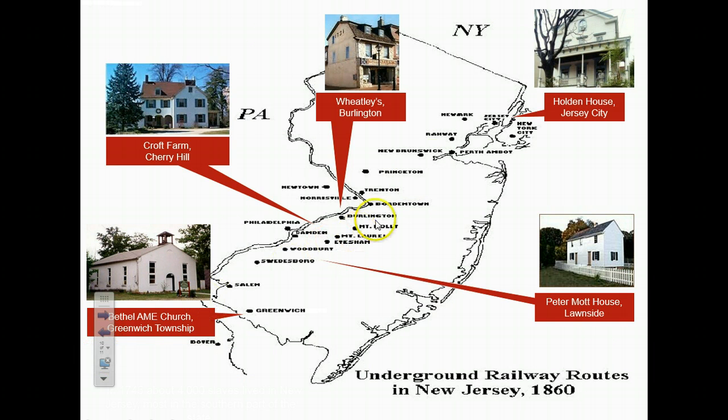The abolition of slavery. Here you've got these are the stations. Some of the stations here. You've got the Peter Mott House. Right here, you've got Holden House in New Jersey. These are places that you can still go and visit. Wheatley's, Burlington, Croft Farm, Cherry Hill. It's interesting because this is not like Nazi Germany where people were penalized for helping slaves. Again, you could be fined for housing a fugitive slave in your house. In fact, I think there's a movie out now that talks about a freed slave in the North who was captured and then enslaved again. I can't remember what the name of it is. But you can go and visit these places. These are historic landmarks.